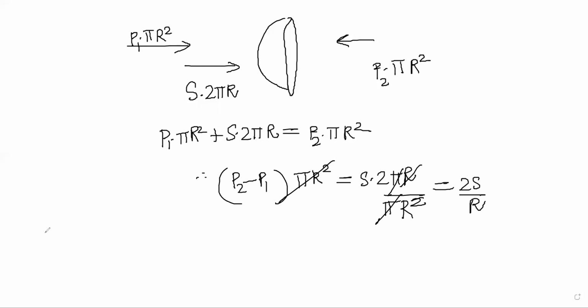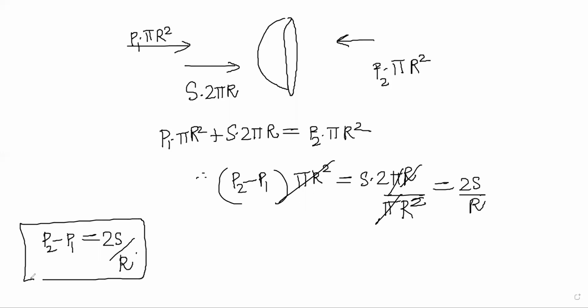So what you end up getting is P2 minus P1 is equal to 2 surface tension by r. What is the meaning of this? The pressure in the liquid which was pushing it here is higher than the outside pressure by a factor of 2S by r. So the radius is smaller, the difference in pressure will be bigger.